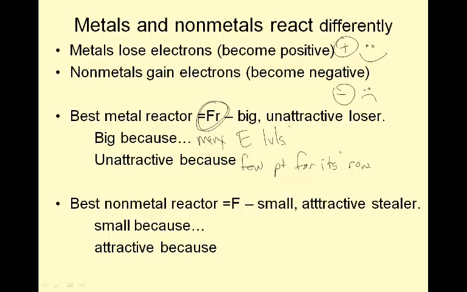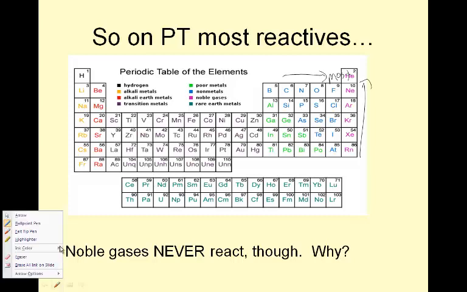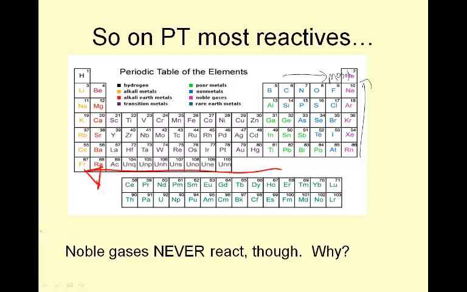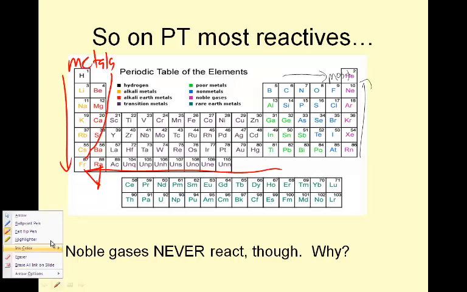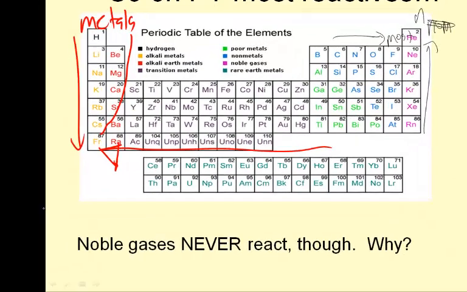Best nonmetal reactor is fluorine. It's a small, attractive stealer. Small because few energy levels. Attractive because most protons for its row. Ding. So periodic table and most reactives, this is the most for nonmetals. But then I have to change for metals. Metals are different, right? So red is metal. And then this is nonmetal.